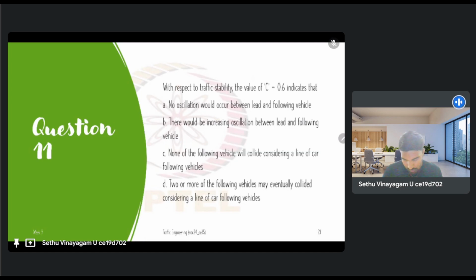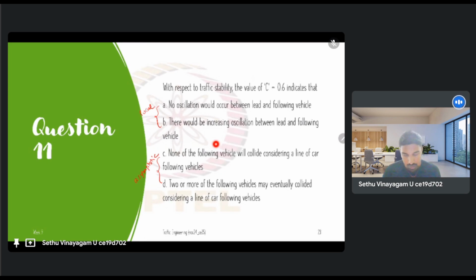Right. So for here, there are two kinds of traffic stability that we will look at. One is local stability, which is discussed in options A and B. So in local stability, we are looking at only the lead and the following vehicle, only a pair of vehicles. And the second type is asymptotic stability, where we look at a line of vehicles. So there is a leader, and then there are a line of vehicles following this leader. So the stability of this whole line of vehicles is what we call the asymptotic stability.